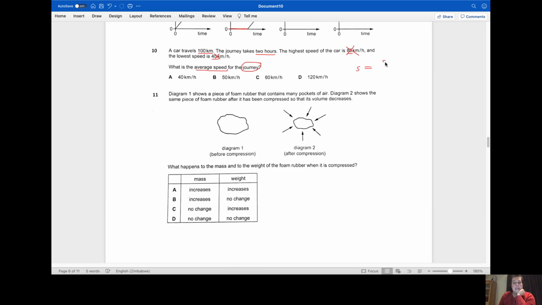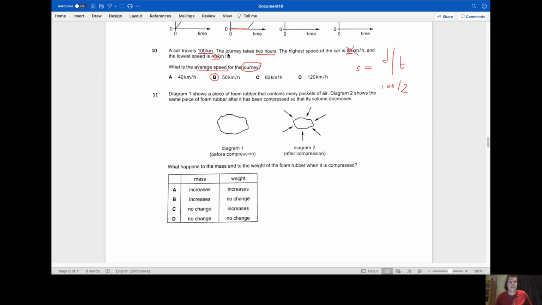Speed equals distance divided by time. The distance is 100, the time was 2, so 50 kilometers per hour. That was quite a trick question because I think lots of you said 80 plus 40 and then you divided it by 2 to get 60. That is incorrect because that's only for one specific point. We want it for the whole journey. The whole journey was 100 kilometers and it took 2 hours. So the average speed, he was going 50 kilometers an hour. So that was a bit of a trick question.